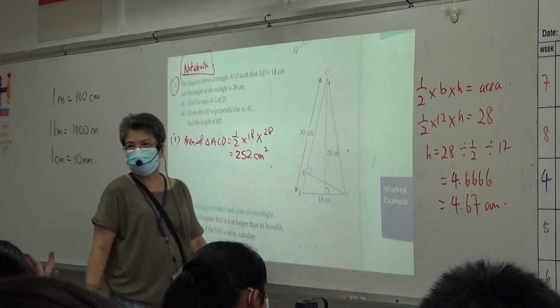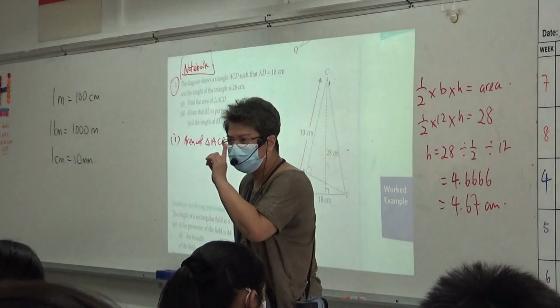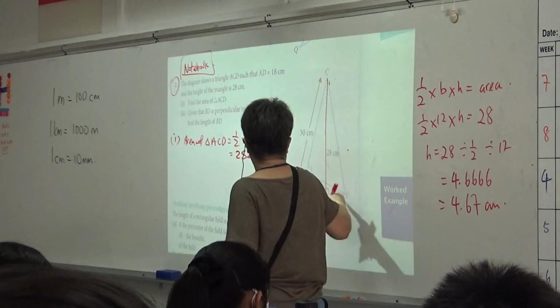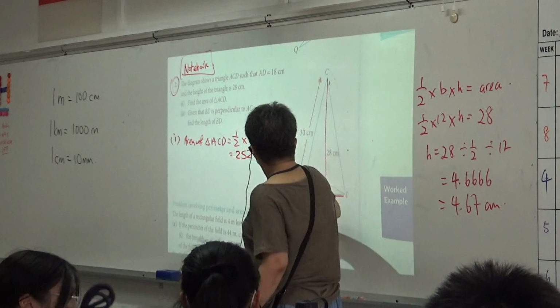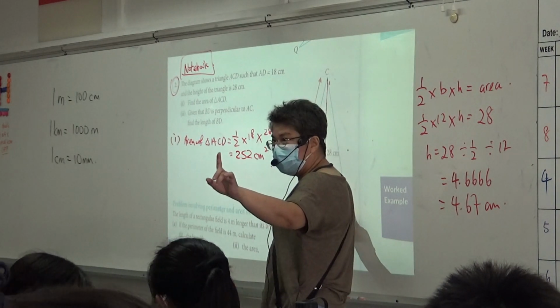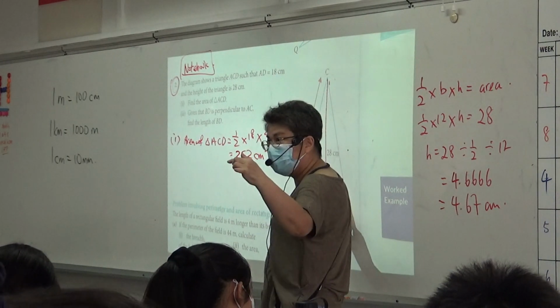Now, I want to talk about this. This one is important. Everybody must know. Half base times height gives me the area of this triangle. Half base times this height will also give me the area of the triangle, right? And it's the same triangle. So the value must be the same.